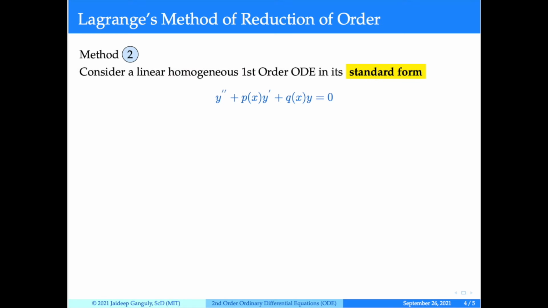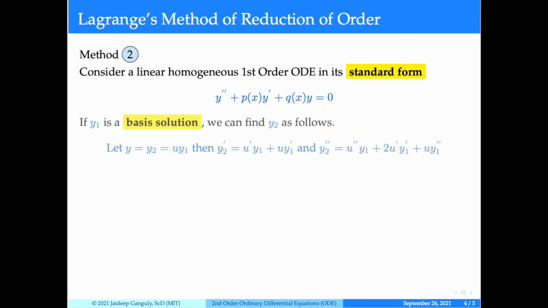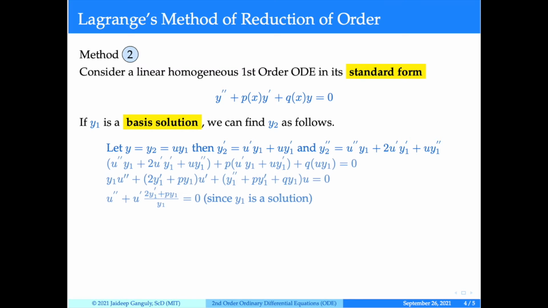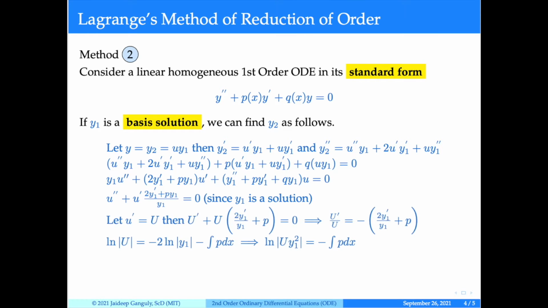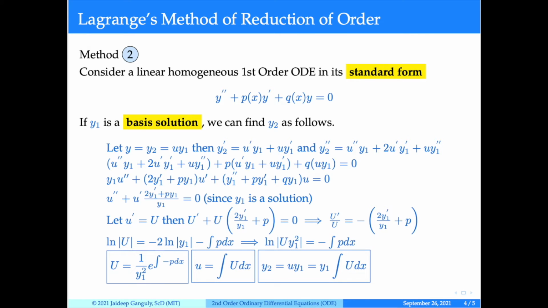If Y1 is a basis solution, we can find Y2 using the technique of reduction of order. Choose Y2 as u times Y1, where u is a function of x. Compute the derivatives of Y2 and substitute in the ODE. Let u prime be capital U. We then solve for capital U. We then integrate capital U to get u, and then compute Y2 as u Y1.